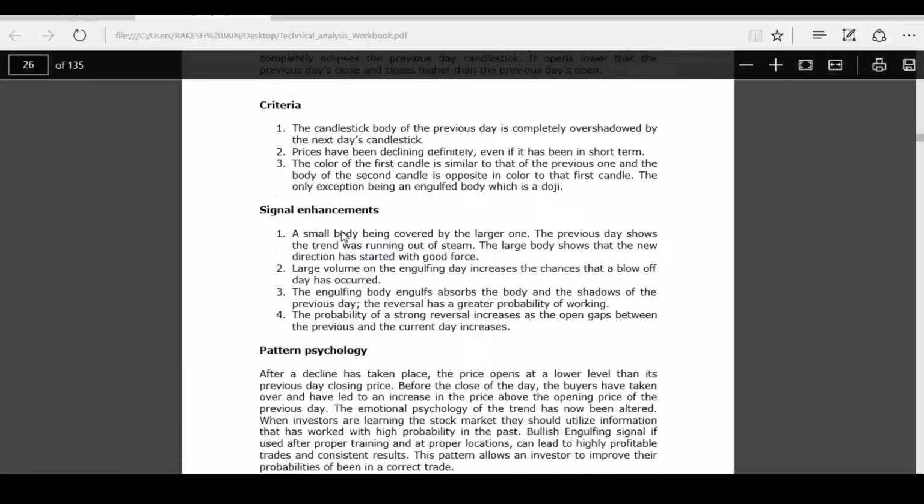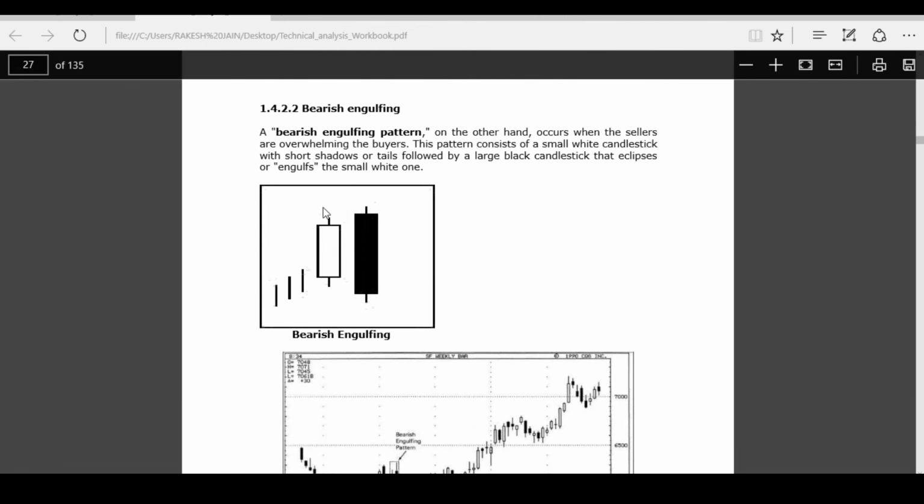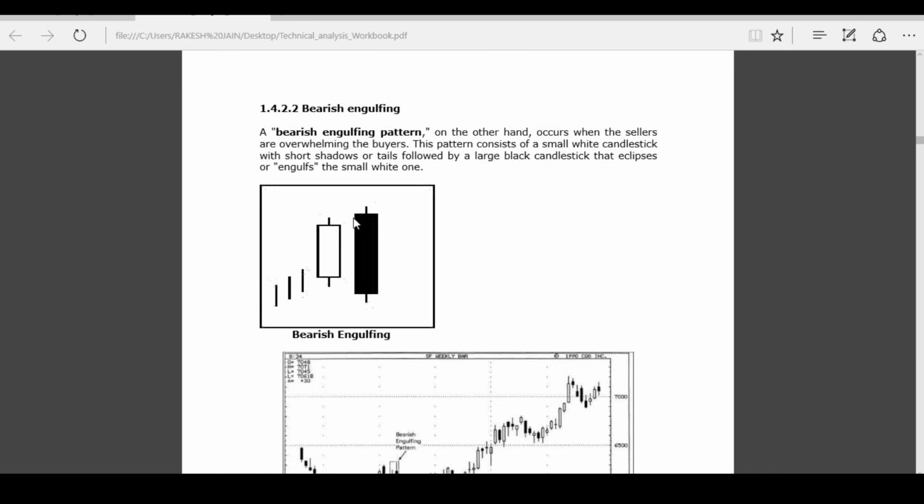So the red one signifies a fall, a downtrend, and the green signifies a buying trend. This is all psychology, dear. You have to learn it, and once you learn, you will master it. It shows that the bulls have come in, and that's why the stock has closed at a much higher level than the previous day.